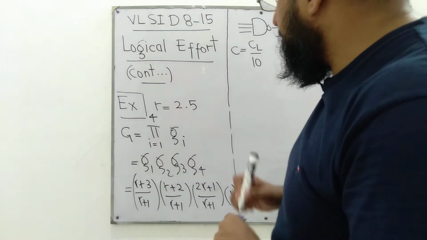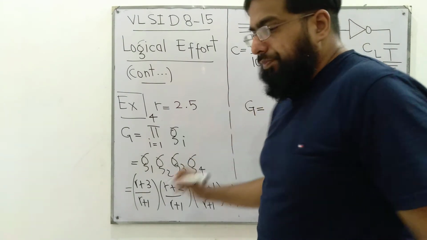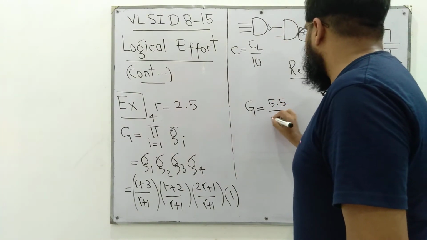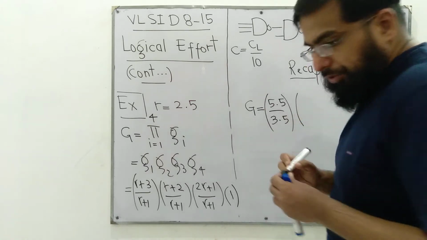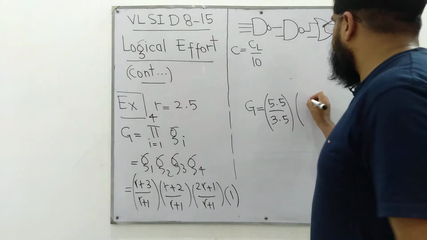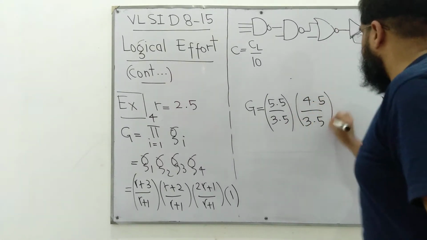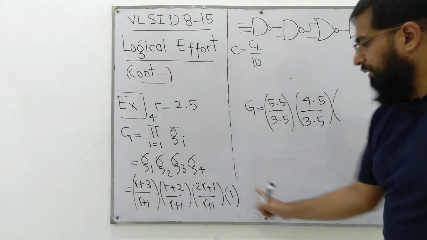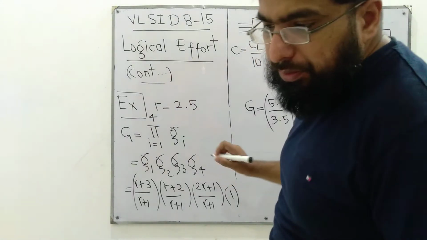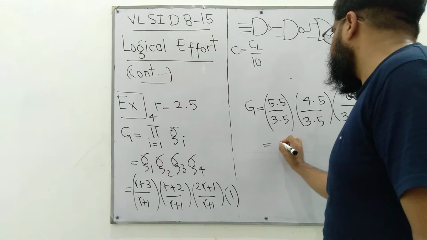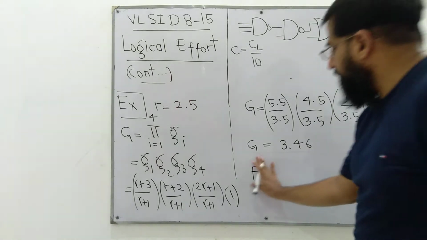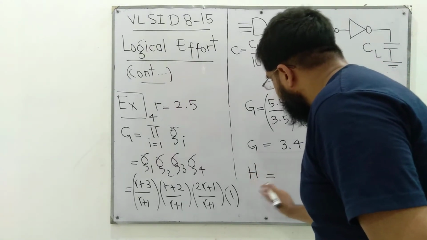So if we plug these values in, we can find capital G, that is R is 2.5, 2.5 plus 3 is 5.5 over 3.5. R plus 1 would be 3.5. And then G2, R plus 2, it is 4.5 over 3.5. 2R is 2.5 times 2, 5 plus 1, 6 over 3.5 times 1. This comes out to be 3 point something, 4.46.